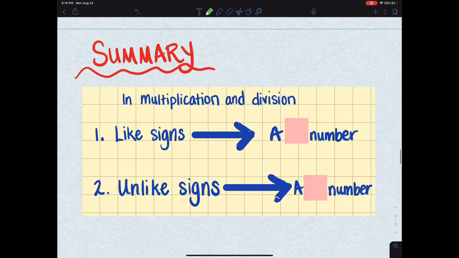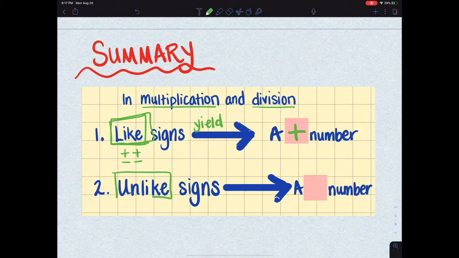So basically, to summarize, in multiplication and in division, if the signs are the same, in other words, they're like signs, so you have 2 positives or 2 negatives, then the answer is going to be a positive number. That's like doing a positive divided by a positive, or in multiplication, a positive times a positive. So if the signs are the same, you get a positive number for your answer.